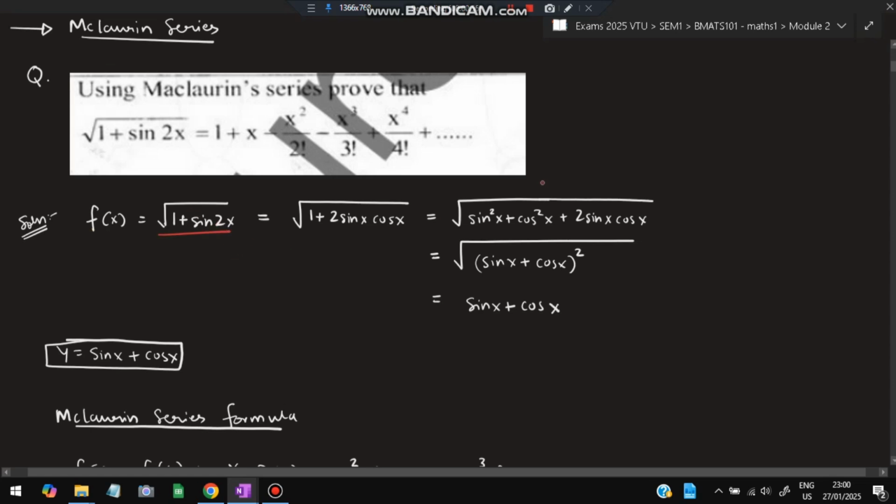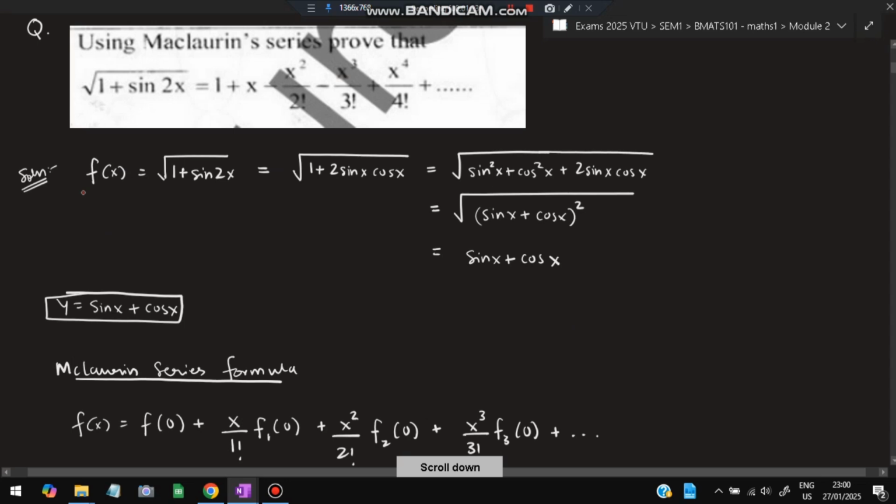For this module you need to be very thorough with the trigonometric formulas. So 1 plus sin 2x can be written as 1 plus 2 sin x cos x, and 1 can be written as sin square x plus cos square x. So sin square x plus cos square x plus 2 sin x cos x is nothing but the expansion of (sin x plus cos x) whole square, and this is under the root, so this will become sin x plus cos x. The f of x function will become sin x plus cos x. So f of x is also called y is equal to sin x plus cos x.